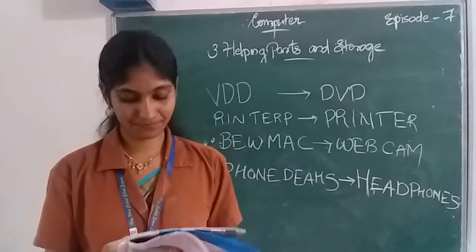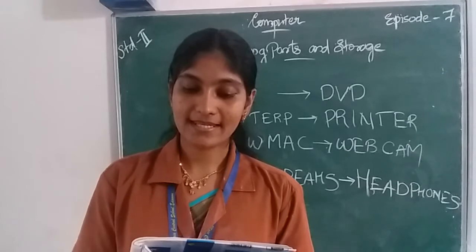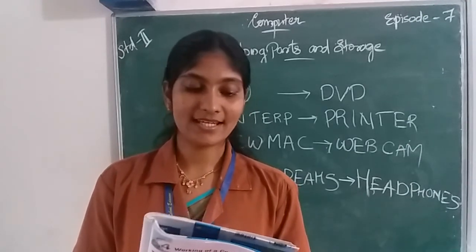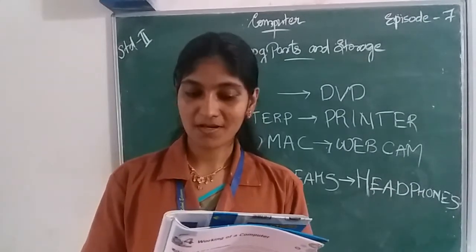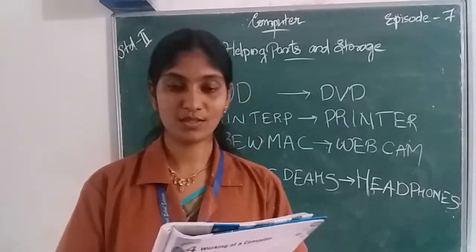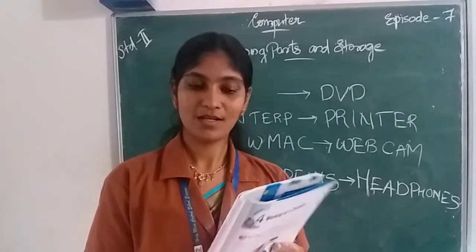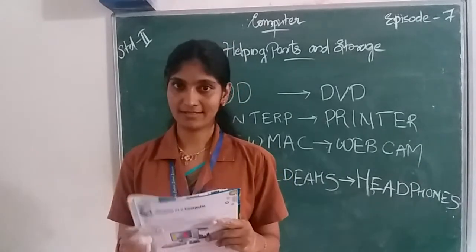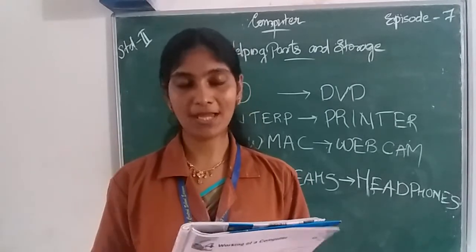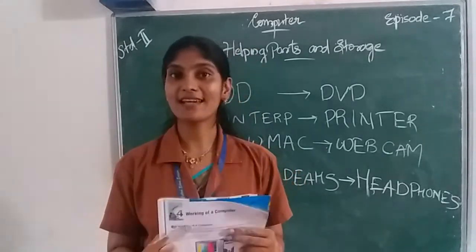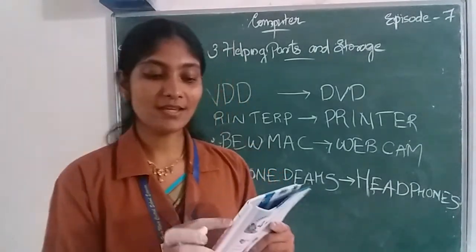Then worksheet number 5. Sunny has written some sentences about computer parts. Tick the sentences which you think are correct and put a cross mark on the sentence which is wrong. So the first question, the printer prints on paper. Is this correct or wrong? A printer prints the data onto paper. So the question is correct. So you have to put a tick mark in the box.